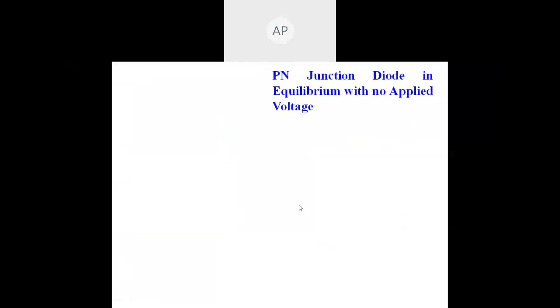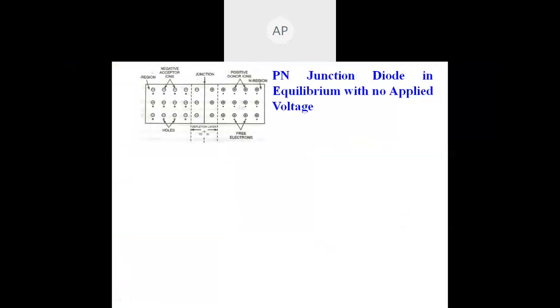Lastly, we have seen the PN junction diode. We know what a PN junction diode is: if one half of a semiconductor is doped with P-type impurity and the other half is doped with N-type impurity, then a PN junction diode is formed. So this is called a PN junction diode.